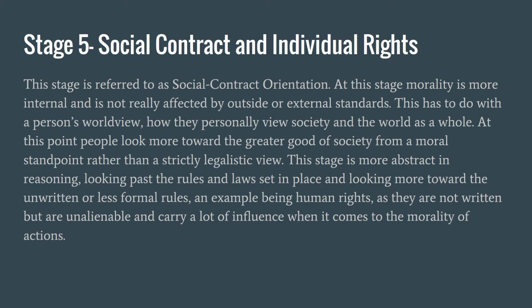Stage 5. This stage is referred to as social contract orientation. At this stage, morality is more internal and is not really affected by outside or external standards. This has to do with a person's worldview, how they personally view society and the world as a whole. At this point, people look more towards the greater good of society from a moral standpoint rather than a strictly legalistic view. The stage is more abstract in reasoning, looking past the rules and laws set in place and looking more towards the unwritten or less formal rules, an example being human rights, as they are not written but are unalienable and carry a lot of influence when it comes to morality of actions.